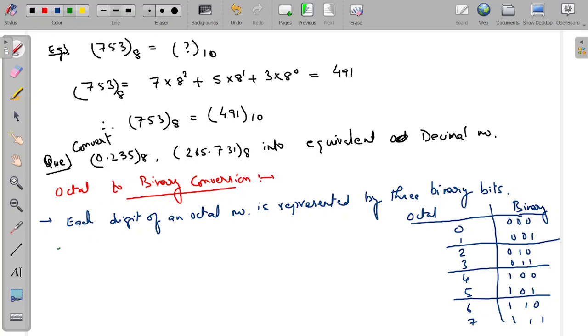So for example, 452 in octal is what in binary? The idea is to replace each of these octal digits by its binary equivalent. 4 is actually 100, 5 is 101, 2 is 010, and this will be its equivalent binary number, right? So the task is very simple, so you can practice.